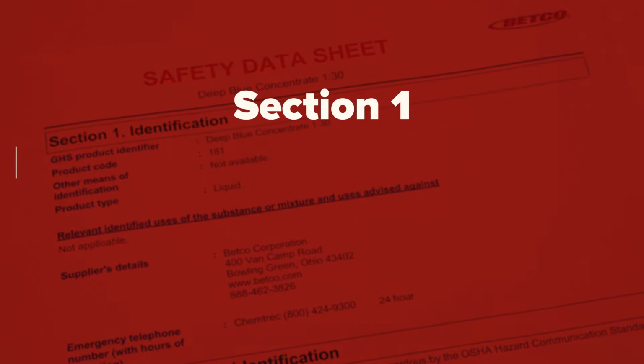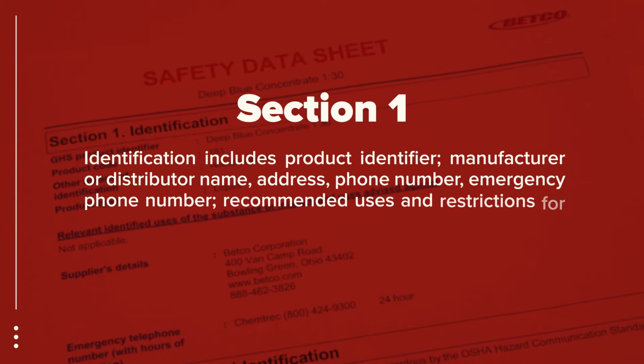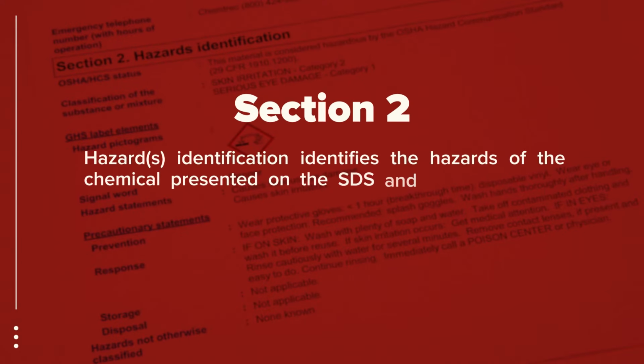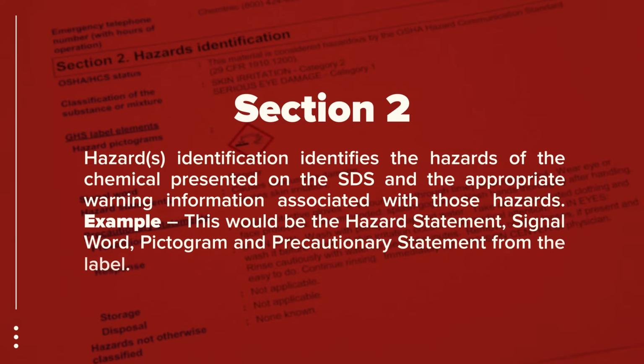Section 1. Identification includes product identifier, manufacturer or distributor name, address, phone number, emergency phone number, recommended uses, and restrictions for use. Section 2. Hazard identification identifies the hazards of the chemical presented on the SDS and the appropriate warning information associated with those hazards. Example: this would be the hazard statement, signal word, pictogram, and precautionary statement from the label.